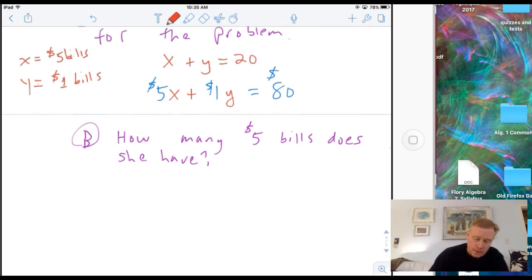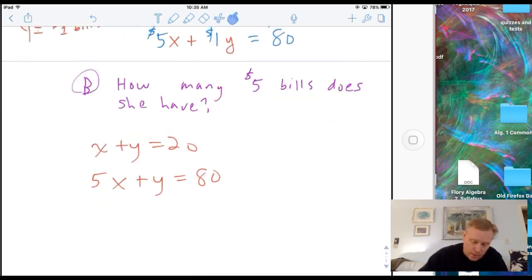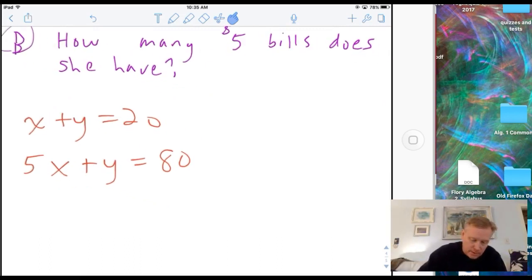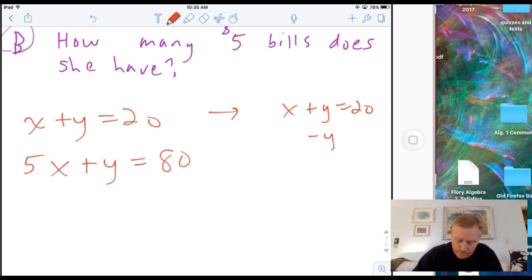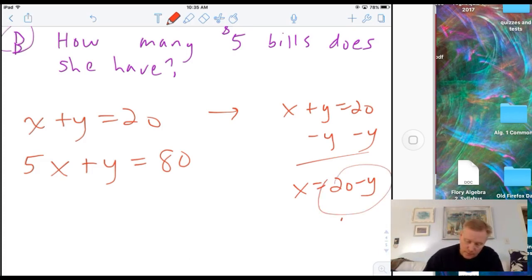Now I'm going to solve them. I'm going to take my two equations down here and solve it like a system of equations. 5x plus 1y equals 80. I need to get x alone or y alone, so I'm going to take the top equation, and if I subtract y from both sides, I'll get x alone. I get x equals 20 minus y, and that is a value I can substitute into the other equation where the x is.